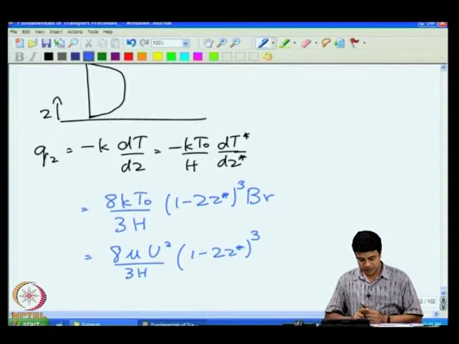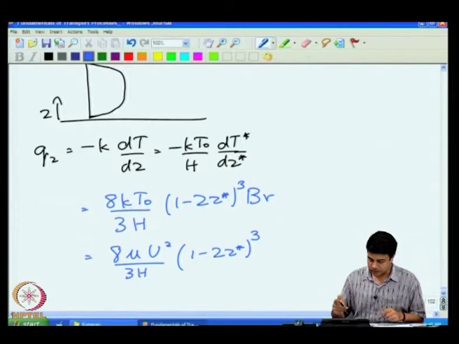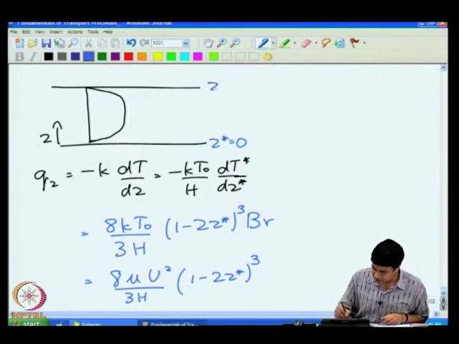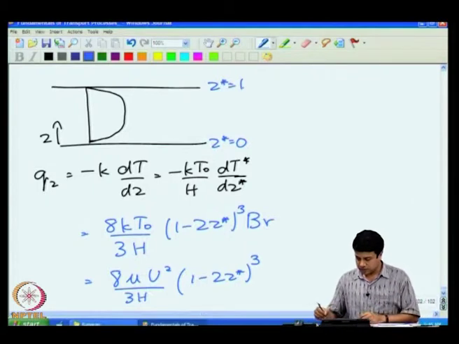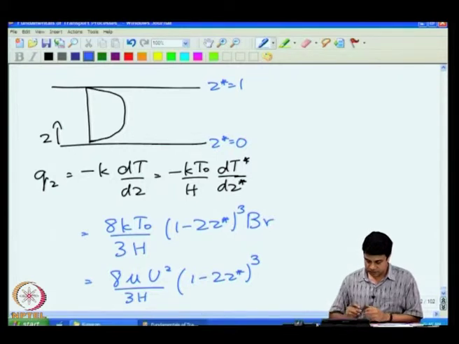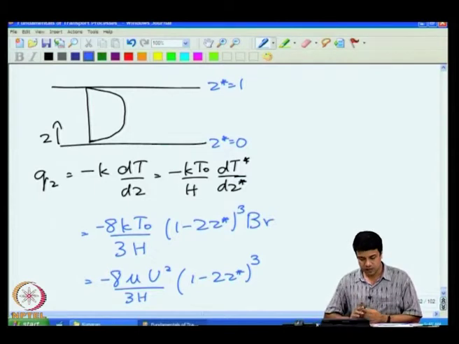Clearly, this is a maximum at z star equal to 0 and at z star equal to 1. At the bottom surface where z star is equal to 0 and at the top surface where z star is equal to 1, this heat flux is a maximum. It is going outwards. That means that it goes downwards at z star equal to 0, and therefore should go upwards at z star equal to 1. At the center itself, the flux is equal to 0.